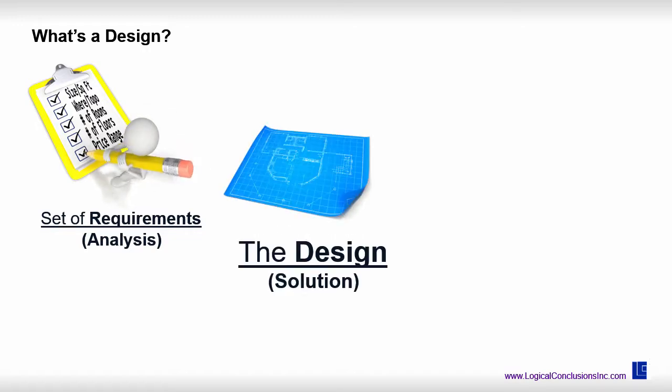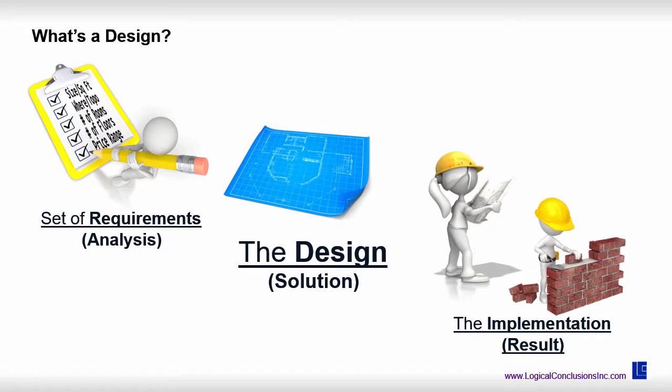A design is developed from a set of requirements. For example, if we want to build a house, then we need the requirements such as what size, how many rooms, what price range, etc. And then a design can be developed. It identifies how the requirements are going to be implemented.